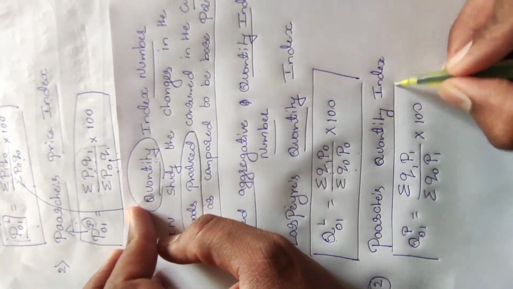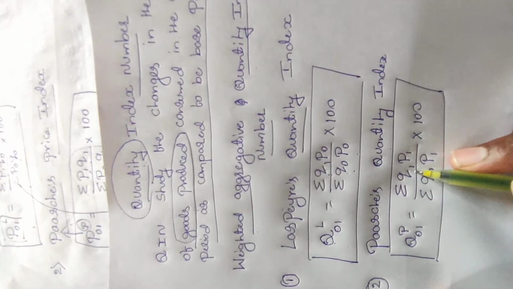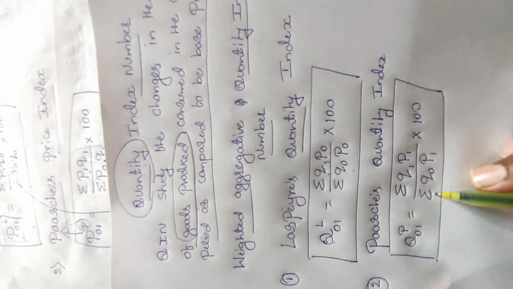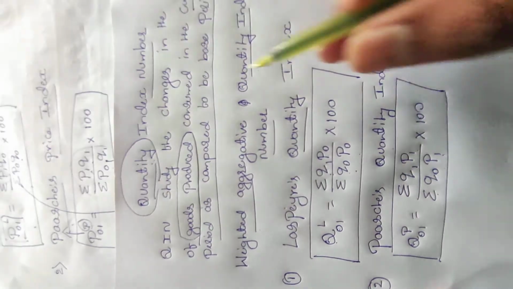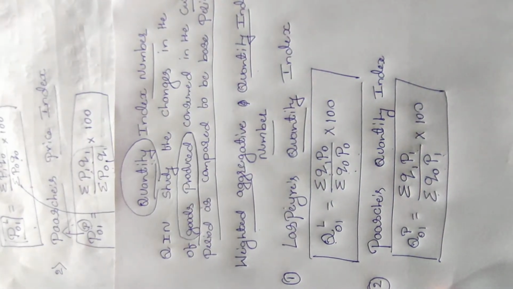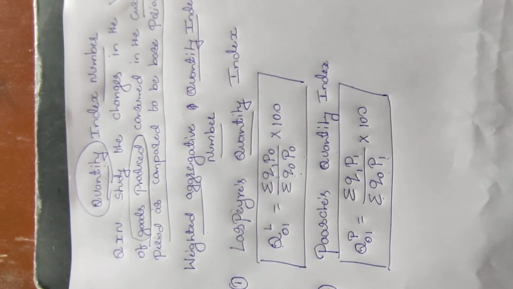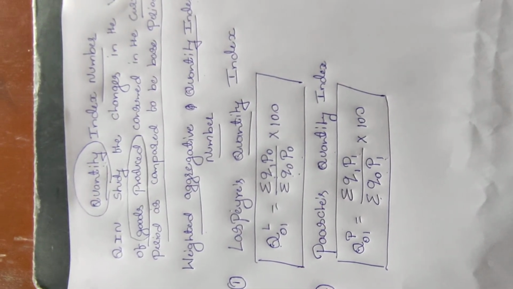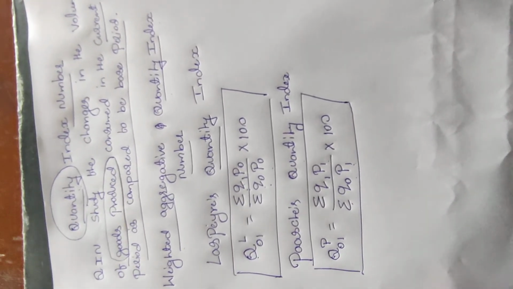So the purchase quantity index number formula is summation of Q1 P1 divided by summation of Q0 P1, into 100. This is the formula for the purchase quantity index. Okay students, I think all have understood. So the factors we have to interchange. That is the quantity index number.